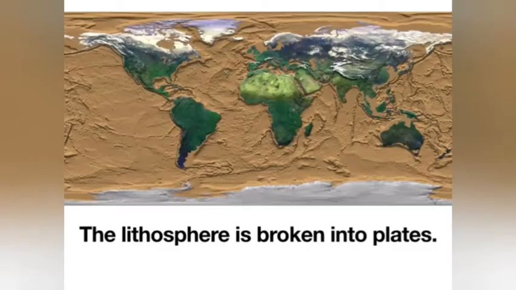So let's get started. The first thing we need to know is this. The outer shell of the Earth, which I gave an example of being the magic shell on a scoop of ice cream, this solid outer crust of the Earth, we call it the lithosphere.